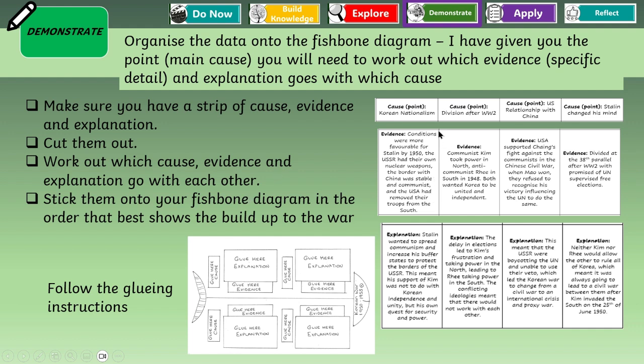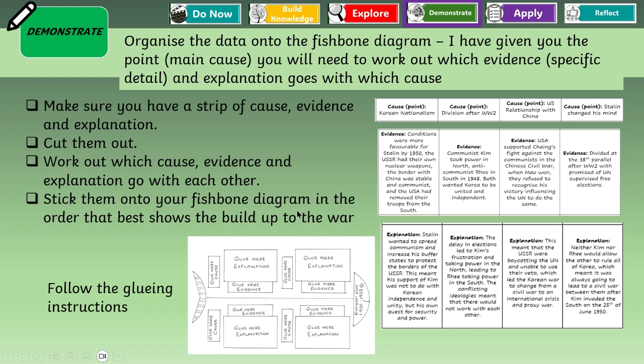You need to cut them out, so divide them down there. Then you're going to work out which cause, evidence, and explanation. So our cause would be our point. So I'll say, one cause of the Korean War was Korean nationalism. For example, here's my evidence to back that up, and here's what that means. So there's 2 easier ones, and then there's 2 a little bit hard.